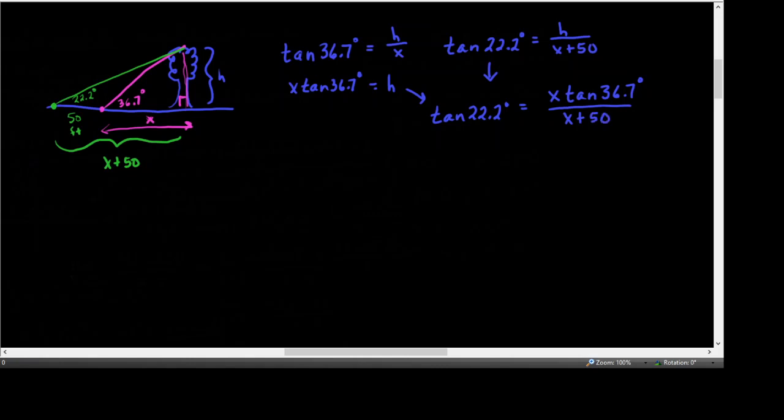So now I only have one equation that has one variable x in it, so I should be able to solve this for x. So to solve this for x, I'm going to start by multiplying both sides by x plus 50. Which gives me this equation. I have x in two places.